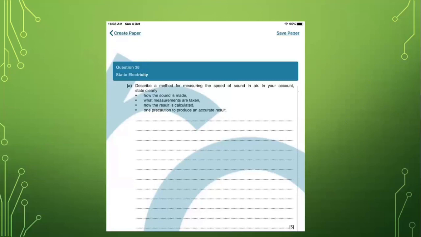And we can also cancel out the influence of the wind in this experiment by switching the places of these two people, and we are going to take the average of the results. So those are the precautions that we can take to produce an accurate result.